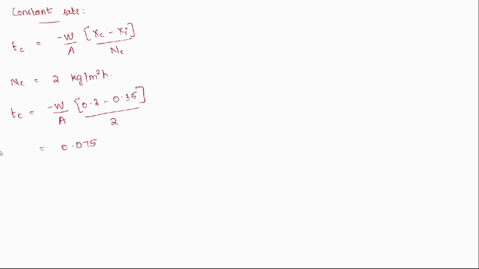Just multiply and divide these and we'll get Tc, the time at constant rate regime, in terms of W by A. So this W by A is the weight of the dry solid by drying area. So we need to find this W by A for the whole process. Okay. So now we just got this Tc in terms of W by A by just substituting the given values in the equation for time. We'll do the same thing again for falling rate.